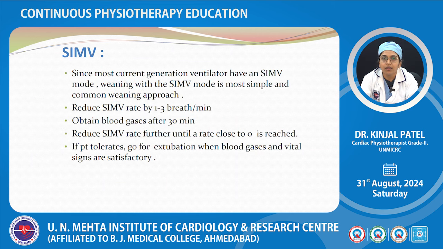Then SIMV mode. Since most current generation ventilators have an SIMV mode, weaning with the SIMV mode is the simplest and most common weaning approach. Reduce the SIMV rate by 1 to 3 breaths per minute, then obtain blood gases after 30 minutes. Reduce the SIMV rate further until a rate close to 0 is reached. If the patient tolerates it, go for extubation when blood gases and vital signs are satisfactory.